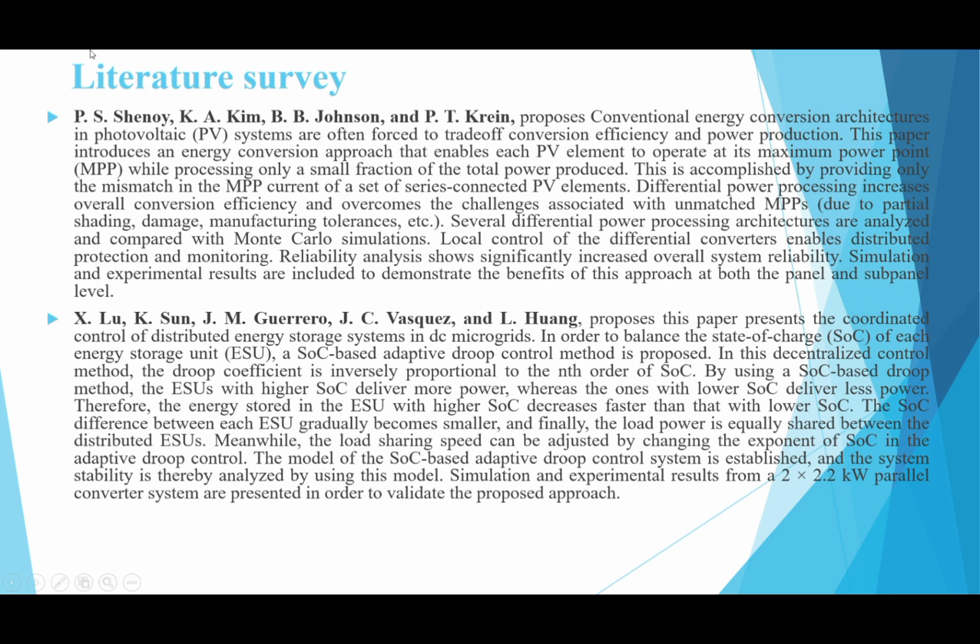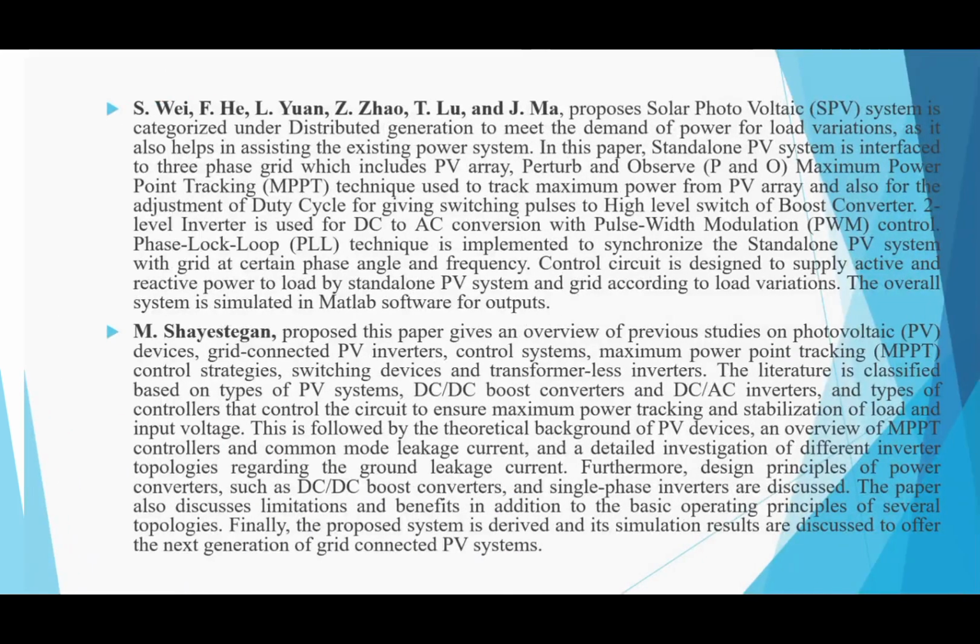Literature survey of this project. P. S. Shenoy, K. A. Kim, B. B. Johnson and P. T. Krein propose that conventional energy conversion in photovoltaic systems is often forced to trade off conversion efficiency and power production. Next, X. Lu, K. Sun, J. M. Guerrero, J. C. Vasquez and L. Huang propose this paper presenting the coordinated control of distributed energy storage systems in DC microgrids.